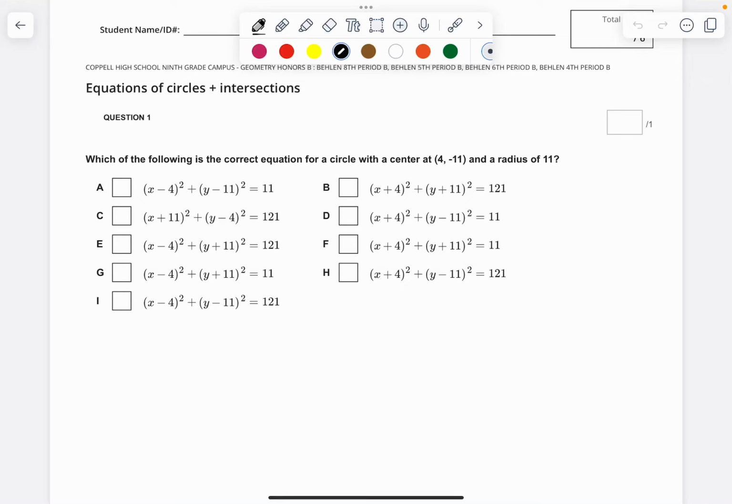Equations of circles and intersections homework assignment. This is based off the stuff we learned today. All of this shows up on the test and quiz in some form, so make sure that you can understand what we're doing.